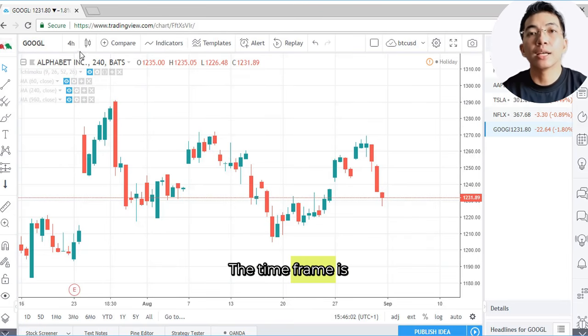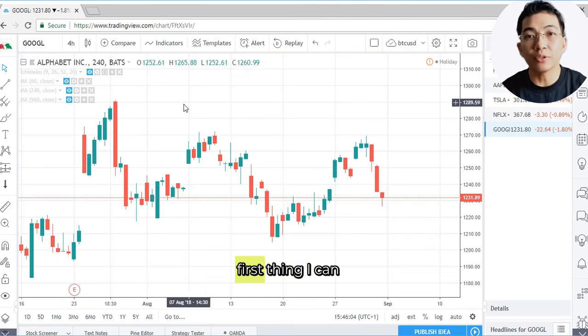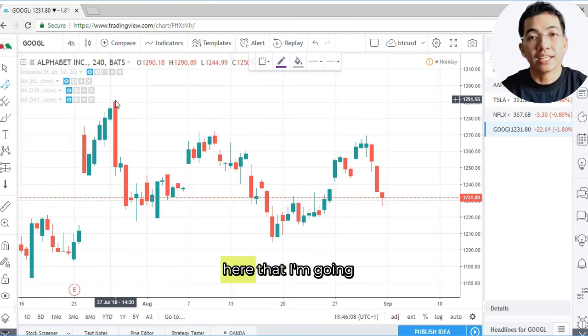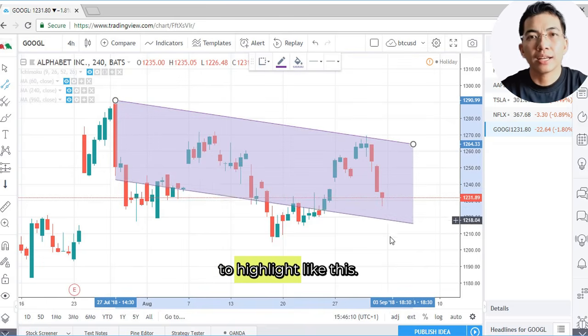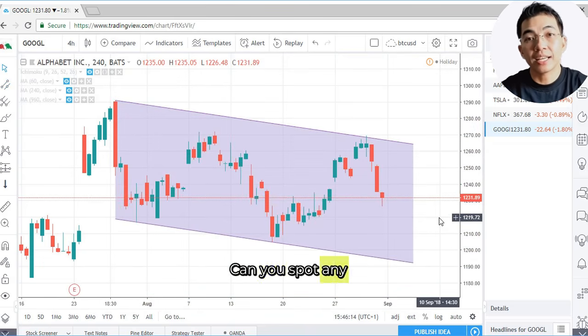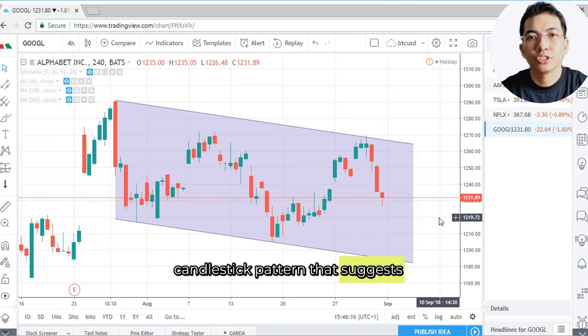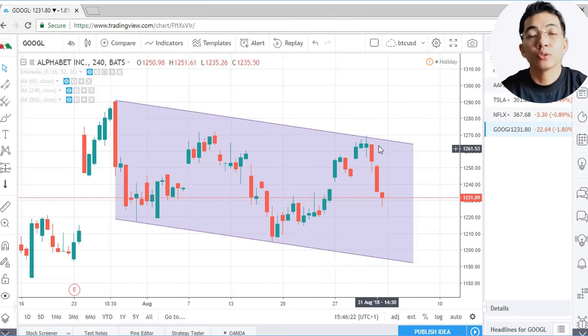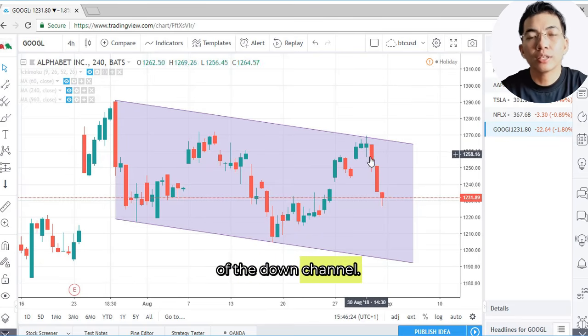The time frame is 4 hour, and the first thing I can notice is that there is a down channel here that I'm going to highlight like this. Can you spot any candlestick pattern that suggests a trade on this channel? There is a very strong bearish engulfing pattern right at the top of the down channel.